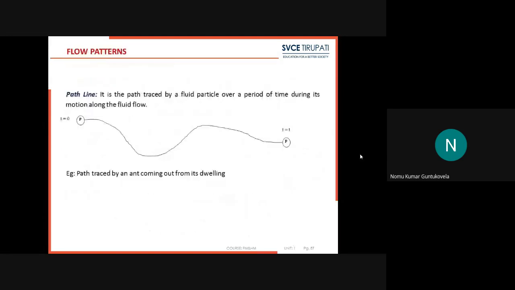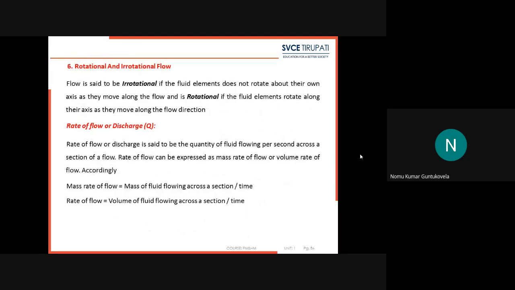Here we have rotational and irrotational flows. The flow is said to be irrotational if the fluid elements do not rotate about their own axis as they move along the flow, and it is rotational if the fluid elements rotate about their axis as they move along the direction of flow. So rotational flow means it rotates about its own axis, while irrotational flow does not rotate about its own axis. Based on this, we have some bits.